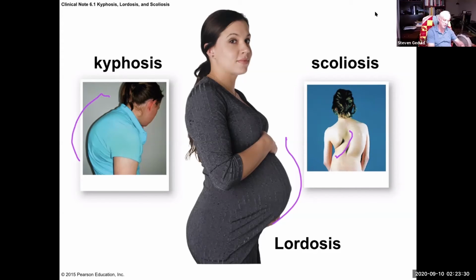Actually, I should have put this one right over here. This curve goes more anterior, and this goes posterior here. And scoliosis goes laterally. Those are 3 different conditions of abnormal spinal curvature, making it difficult to walk and balance yourself.